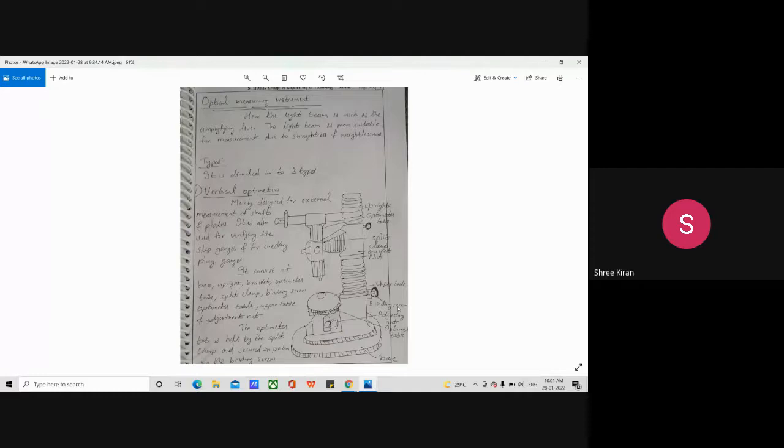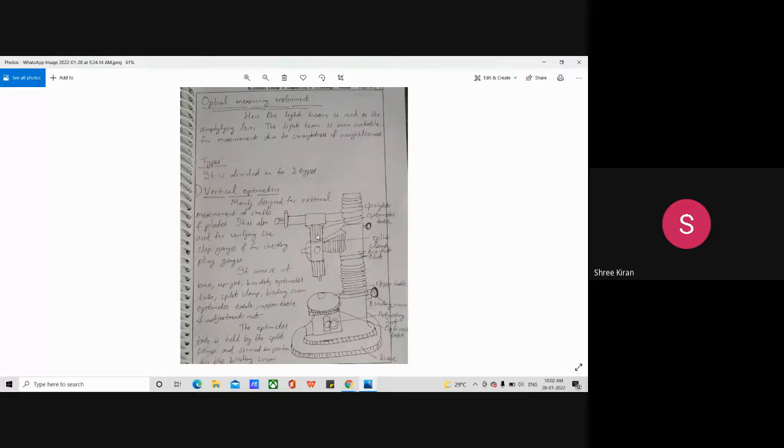And the optimeter tube, I forgot to mention the figure. This is the optimeter tube. The optimeter tube is held by the split clamp and secured in position by the binding screw.